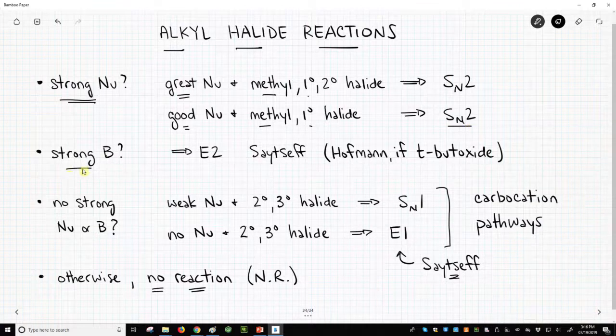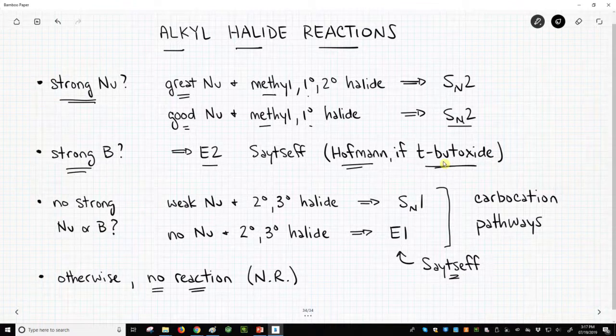Now, if your situation doesn't fit that, but you have a strong base, let's say you have hydroxide, then you will do an E2 reaction. Furthermore, the regiochemistry of that reaction will follow Zaitsev's rule. You're going to form the more highly substituted alkene rather than the less highly substituted alkene, unless you form the Hofmann product if t-butoxide is your base.